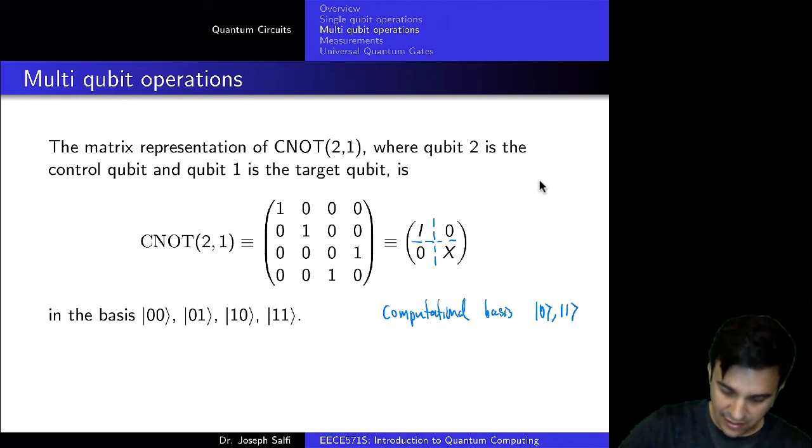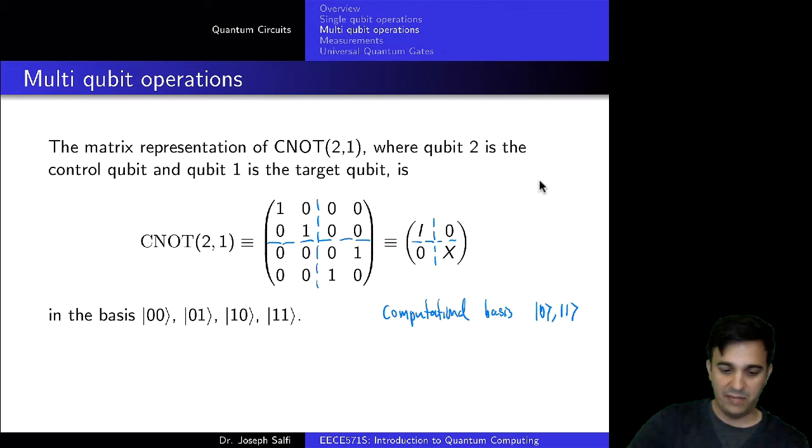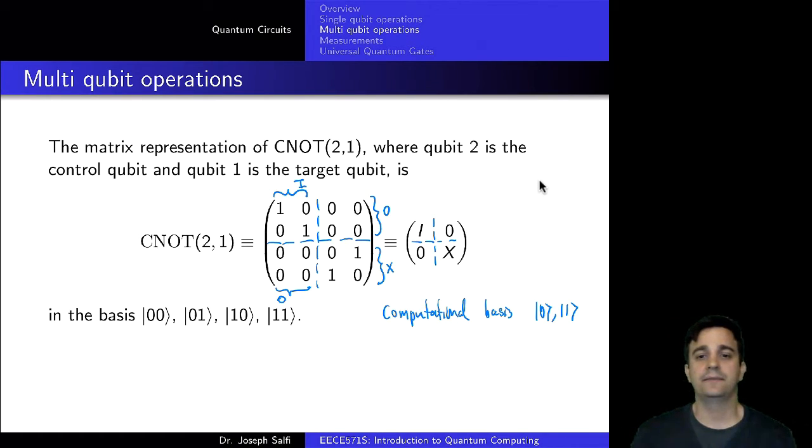So let's look at this. What this statement simply means is that this is the identity matrix, this is the X matrix, this is the 0 matrix, and this is the 0 matrix. So we can check if this makes sense.